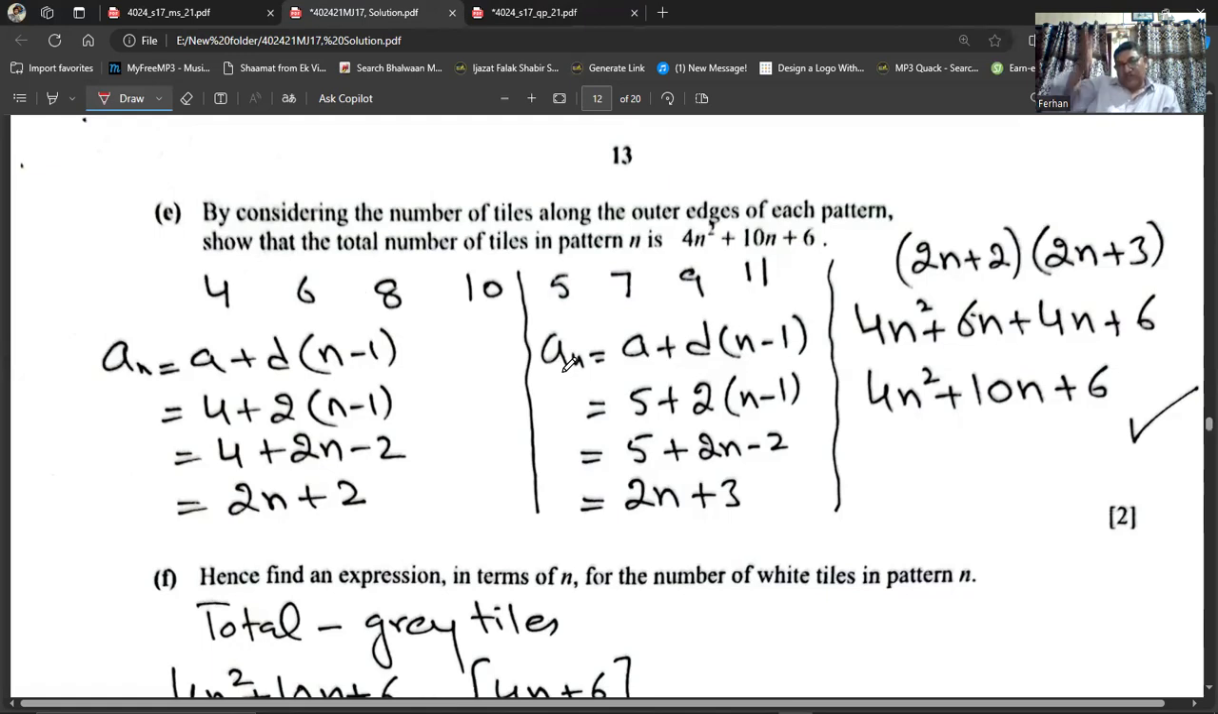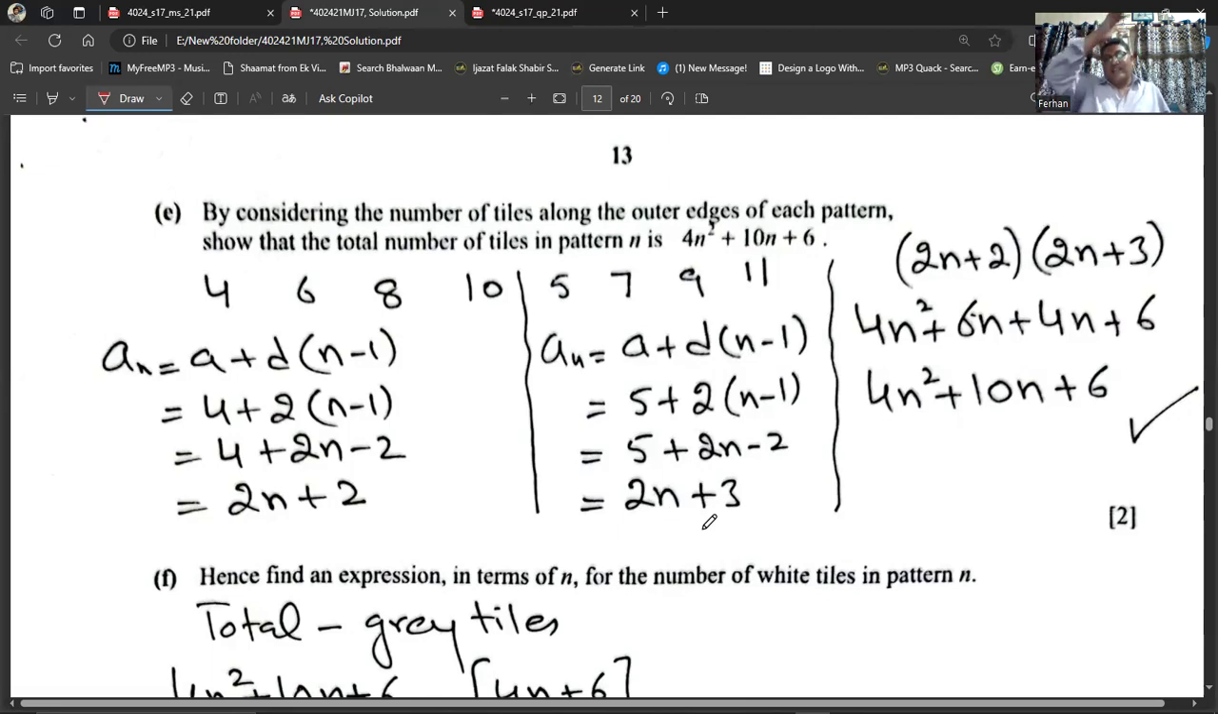In the rows, the number of the tiles are 5, 7, 9, 11, and then 13. So the common difference here is 2. The first term is 5. So I will apply the formula a plus d bracket n minus 1 bracket close. A is 5, d is 2. So 5 plus 2 bracket n minus 1 bracket close. We will have 5 plus 2n minus 2. So it will be 2n plus 3.